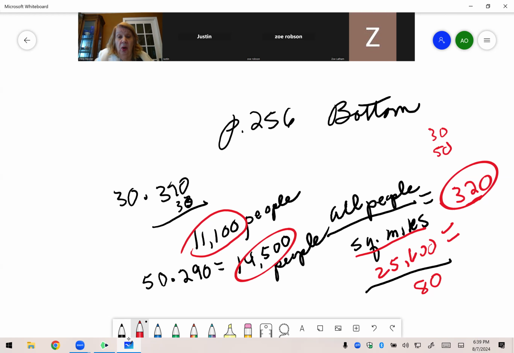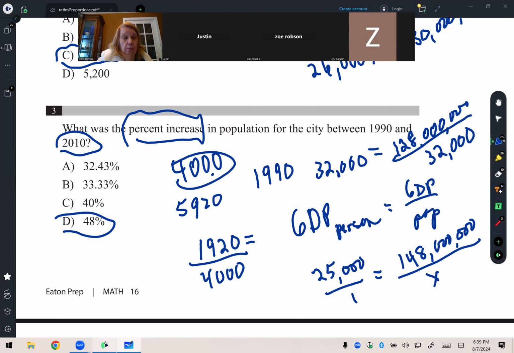I'm still working. So we're getting all the people over all the square miles. But I had to figure out, because the miles are different for each one, she had to calculate each one separately. Okay, does that make sense? Justin? Sort of, yes, that makes sense. Oh, good, okay. So back to the packet.